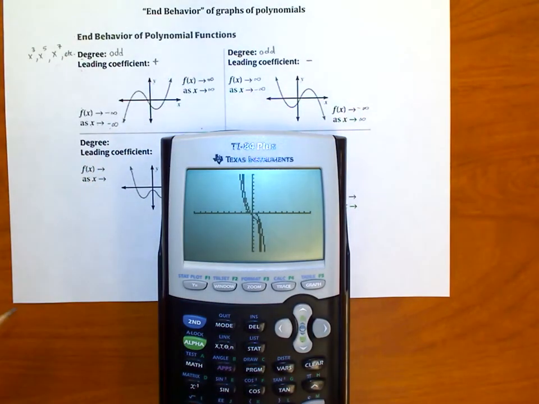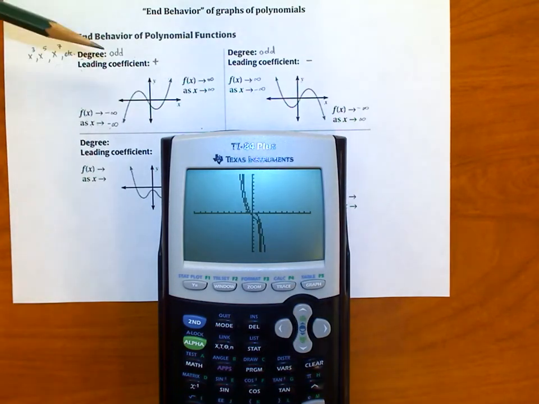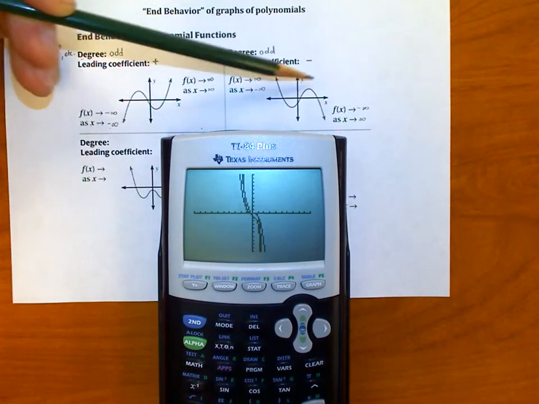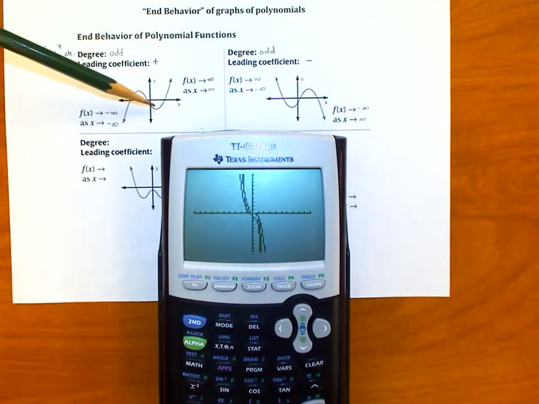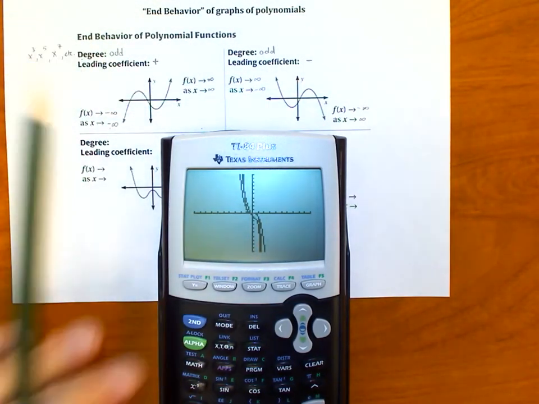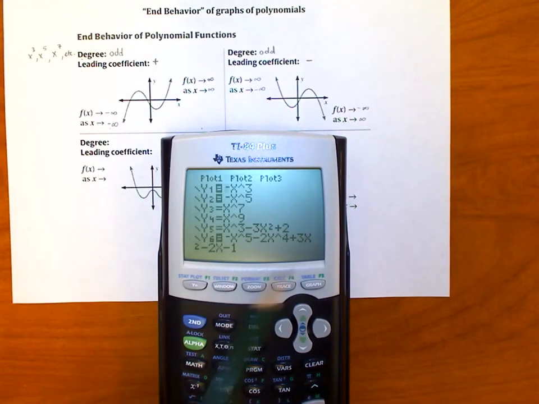And every single odd function is the same. They go opposite directions. You need to decide then, if it's a positive leading coefficient, it goes like this. If it's a negative leading coefficient, it goes like this. That's what happens on the end. The junk in the middle is determined by the extra stuff that we add at the end of the equation.